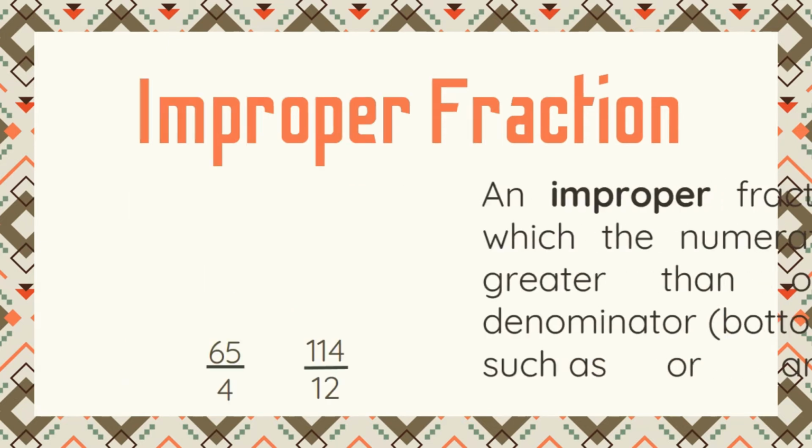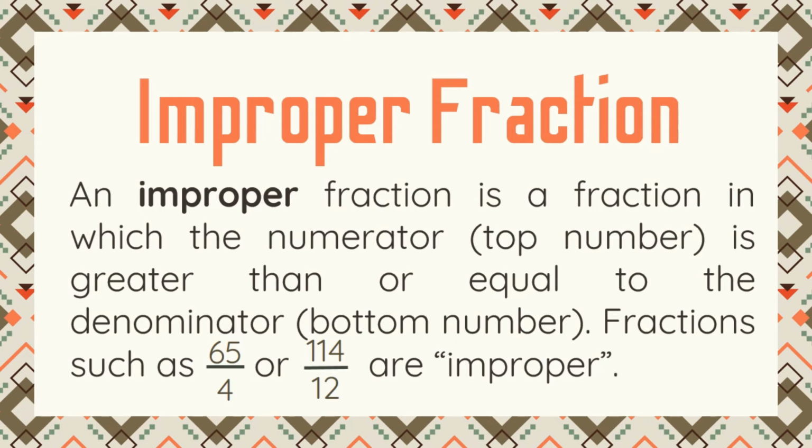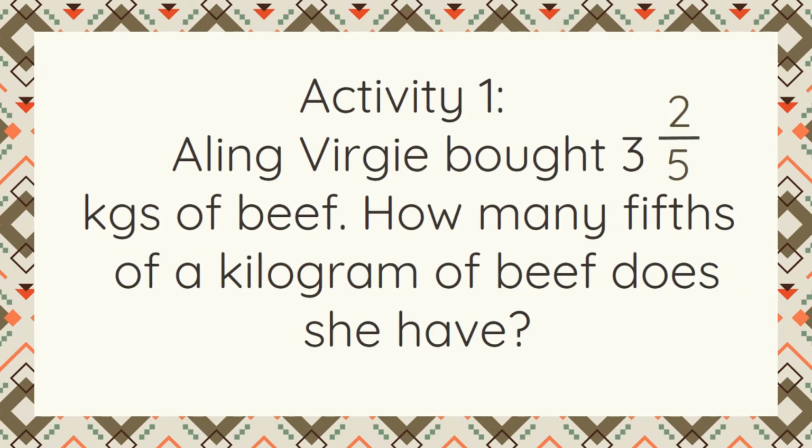Improper fraction. An improper fraction is a fraction in which the numerator is greater than or equal to the denominator. Fractions such as 65/4 or 114/12 are improper. Let's begin with activity number 1. Aling Virgie bought 3 and 2/5 kilograms of beef. How many fifths of a kilogram of beef does she have?